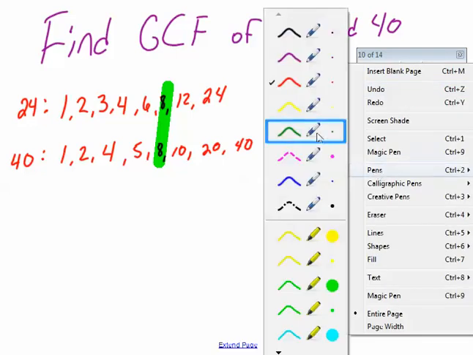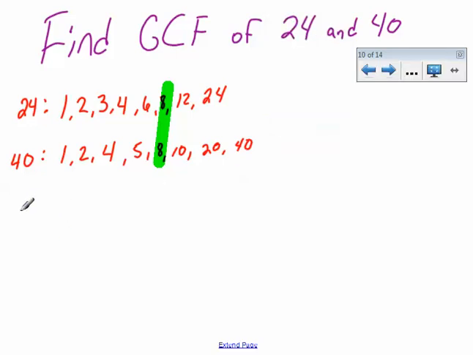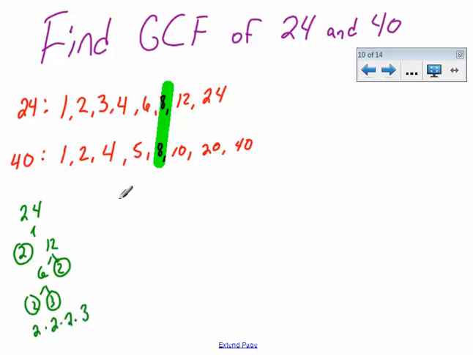Well, let's see if I get the same answer if I do it with a factor tree. 2 and 12, 6 and 2, 2 and 3. So that's 2 times 2 times 2 times 3. And then 40, come over here, leave myself room for a Venn. 2 and 20, 10 and 2, 5 and 2. 2 times 2 times 2 times 5.